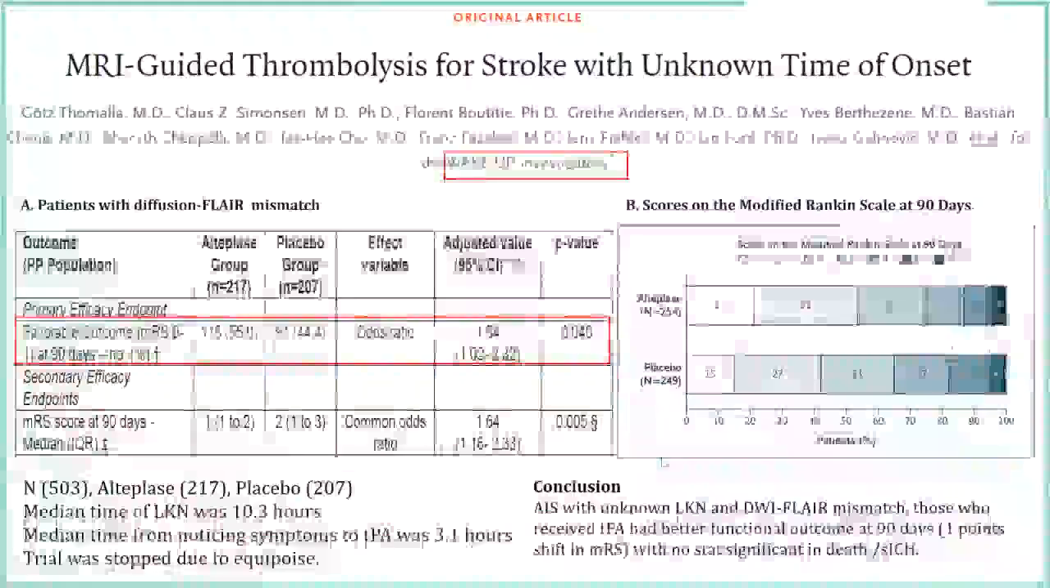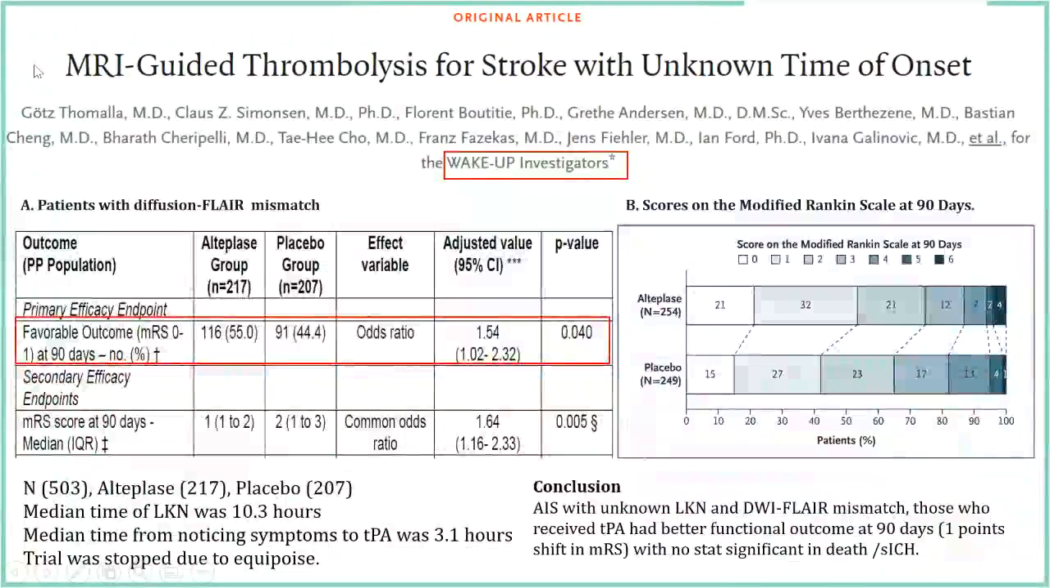There was another study, the WAKE-UP trial, that used MRI-guided thrombolysis for unknown time of onset. The total patient number was 503, divided into two groups, alteplase and placebo group, with almost identical numbers of patients. Their median last known normal from the symptom onset was 10.3 hours. As we can see, the primary outcome was mRS 0 to 1 at 90 days. And it statistically significantly favored the alteplase group in this extended window period of time. They used the diffusion, DWI, and FLAIR mismatch criteria in order to give the tPA.